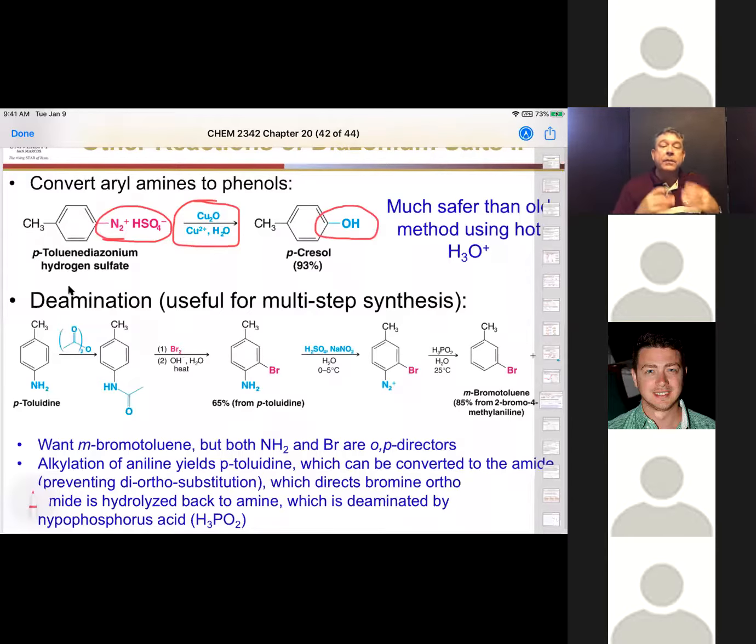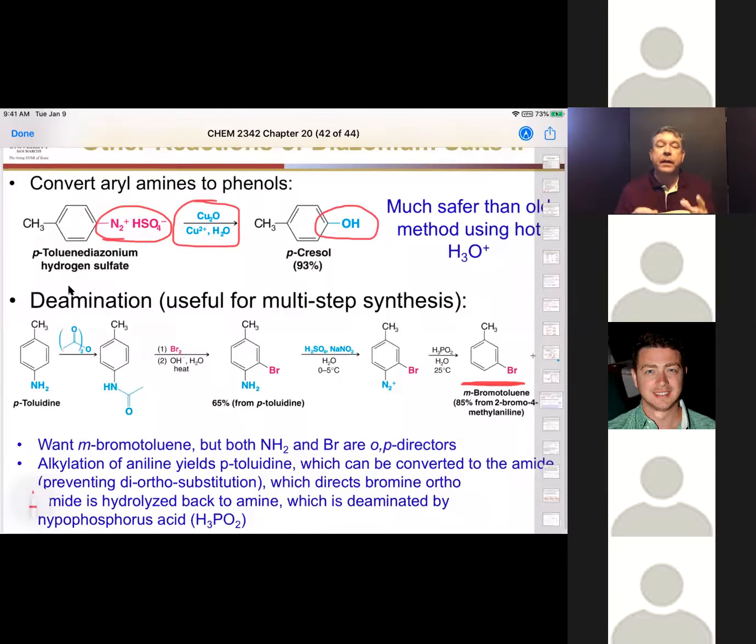So let's say, for example, you wanted the metabromo toluene right here. If we just brominated toluene, we'd get the para position and we'd get the ortho positions. Those are the places we get our bromines happening first. If we tribrominated it, it would be in those positions. We would not have any metabromo toluene in that reaction. So what we can do is we can trick it.